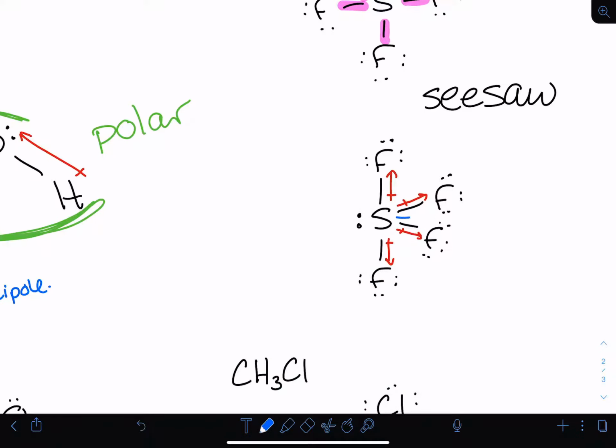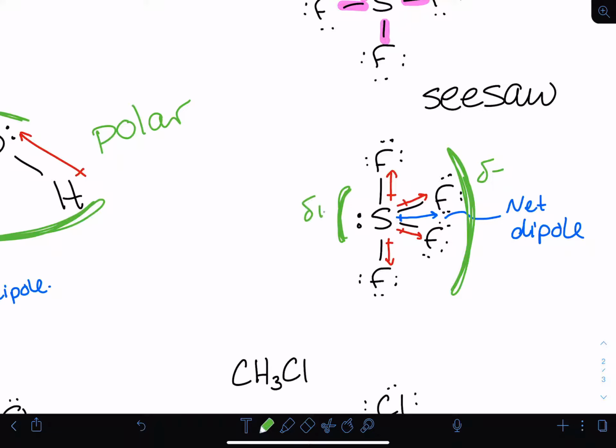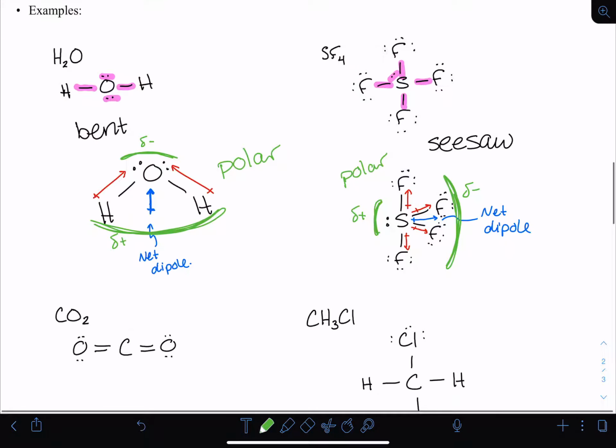So our overall dipole is going to point in that direction. So that means that this is a polar molecule, and that essentially this side, where the fluorines are, has a little bit of negative. The side where the sulfur is has a little bit of positive. So this is a polar molecule as well.